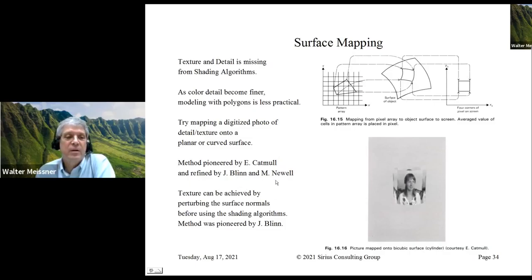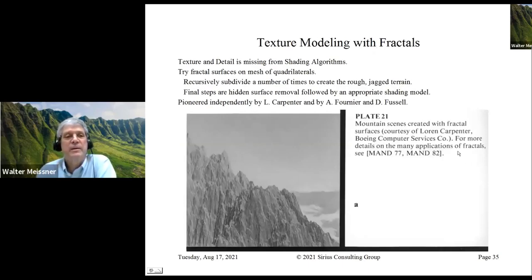Now, he developed also another way of doing surfaces, and that is by perturbing surface normals before using the shading algorithms. And this is used for getting, let's say, an orange peel effect on a surface. Now, another way detail can be added is using fractals.